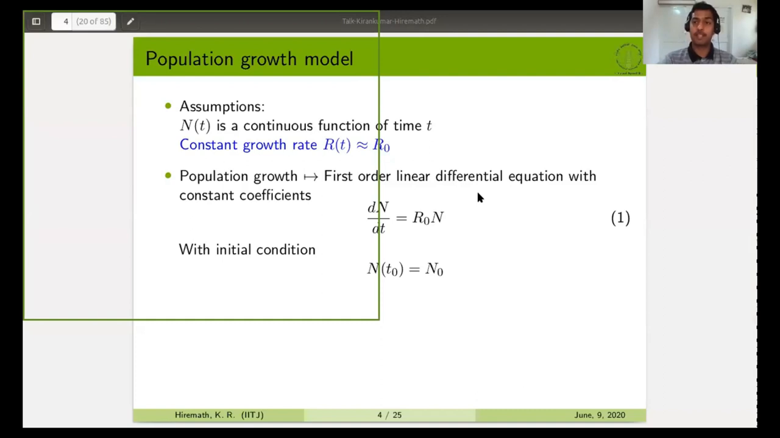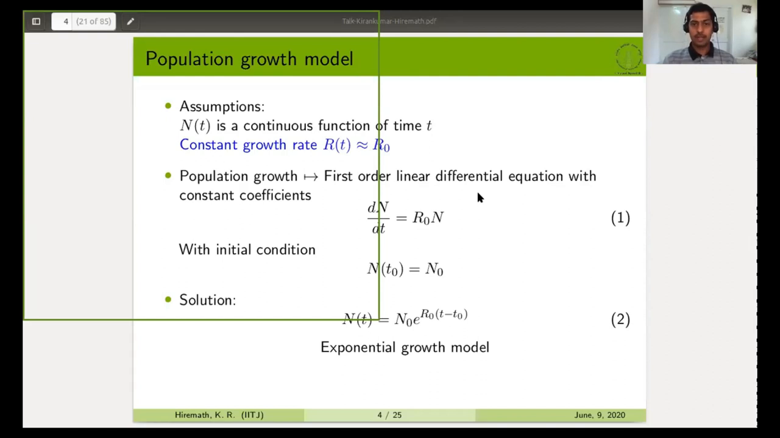So this equation one is a linear equation, and generally for a differential equation, we need to specify some conditions to fix the arbitrary constant. Now in this case, we have the so-called initial condition. Suppose we start measuring population at time t = t0, and at time t = t0, population was N0. So this is the initial condition. And this has a very simple solution, given by equation 2: N of t = N0 e^(r0 (t - t0)).